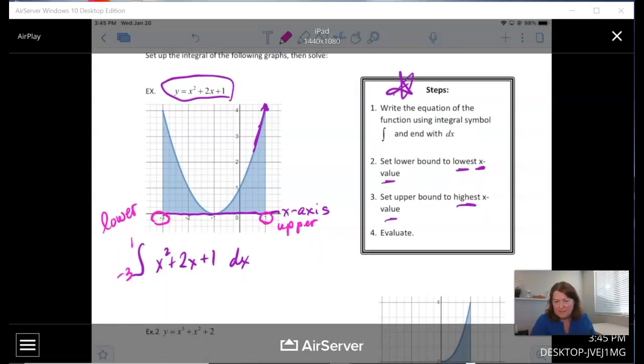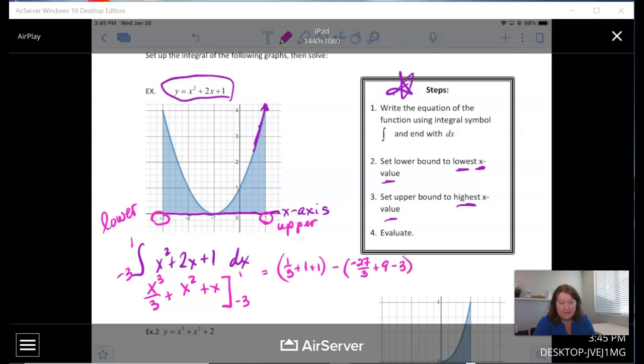Now you just do what you've always been doing, which is integrate and then evaluate. So if I integrate this, this is going to be x to the third over 3 plus x squared plus x. And I'm going to evaluate it between 1 and -3. We put in the 1 first. So when I put in the 1, I'm going to have 1/3 plus 1 plus 1. And then I'm going to subtract out the other one, which is going to be -27 over 3 plus 9 minus 3.